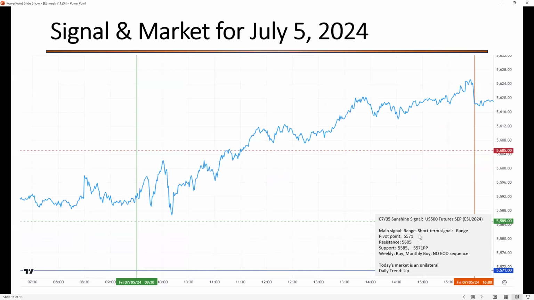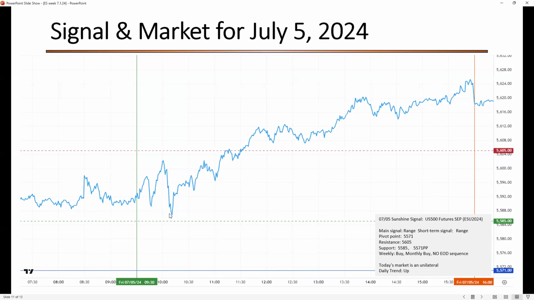On Friday, our signal was range buy, so a slight upgrade. The pivot point moved up to 55.71. Recall that it had been in the 55.40 area for a couple of weeks, so since it moved up, our bias is going to be to go long on dips. Another thing to look at is that the support is above the pivot point today, whereas typically the support would be under it. That's a sign that unless we see real selling pressure, I'm not going to try to go short today.